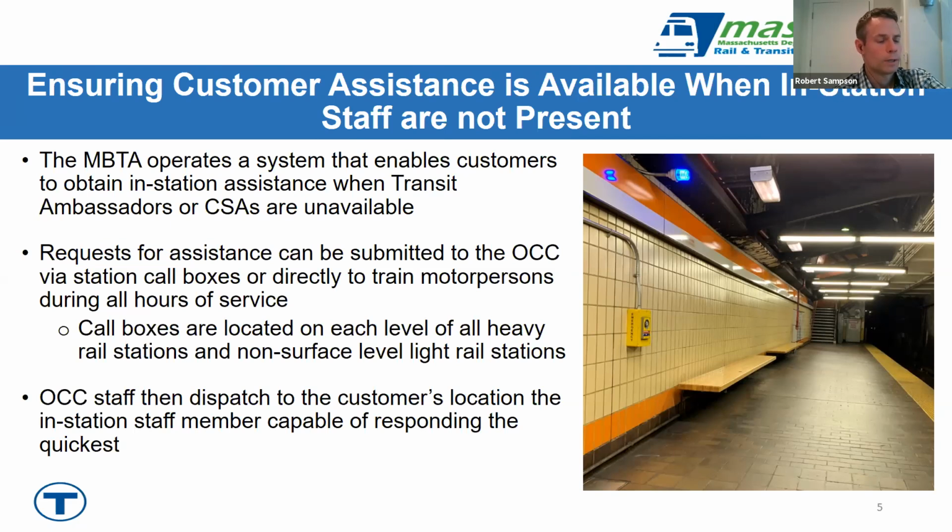On the right-hand side of the slide, you'll see a photo of a platform, and on the left-hand side is the wall, and that yellow box is our latest design of a station call box. On that call box, you have two buttons: one for information, which is the button you would want to press to contact the OCC for assistance, or an emergency button that would connect you with transit police.